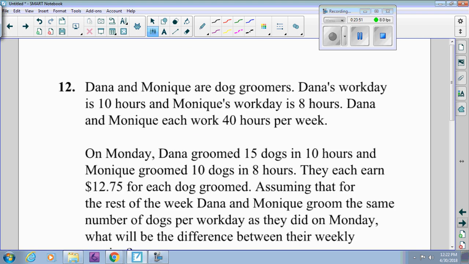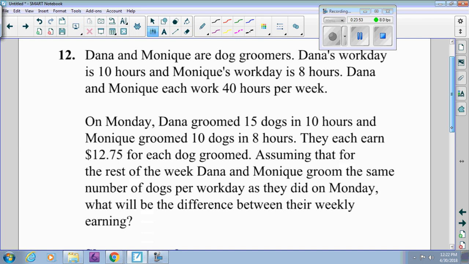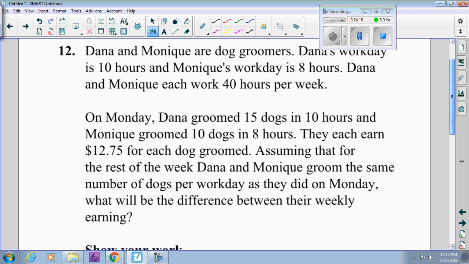All right. Oh, I love this question. It's about dogs. So we've got 2 people, Dana and Monique. They're dog groomers, and Dana's workday is 10 hours. Monique's is 8. Dana and Monique each work 40 hours per week. So we know that they are both working the same amount of time each week.